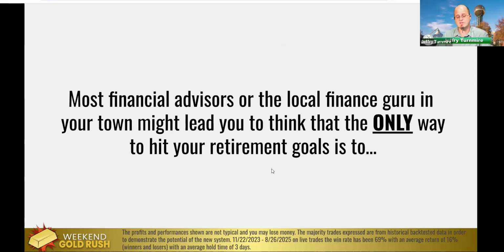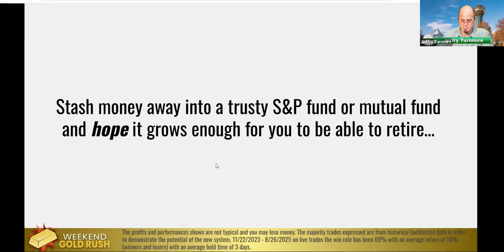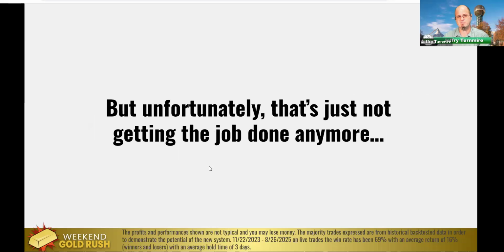Most financial advisors out there, the Edward Jones guy in the strip mall down the way, if you ever go talk to one of those financial planner guys, they'll tell you the only way to hit your retirement goals is buy an index fund, stash it in there, and hope we get there by the time we want to retire. Unfortunately, that's just not getting the job done.